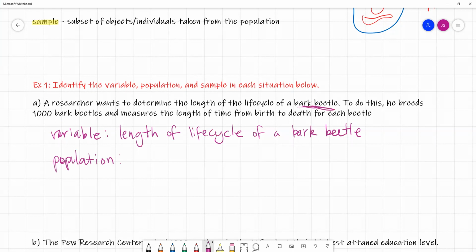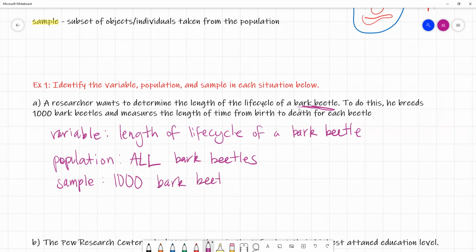All right, now we want to be specific. In this case, it's all bark beetles. Not specific bark beetles, not this 1,000 bark beetles, because of course there's lots of bark beetles out there. It's all bark beetles that is our population. And then our sample, in this case, is going to be the 1,000 bark beetles. Not just the number, it's 1,000 bark beetles.